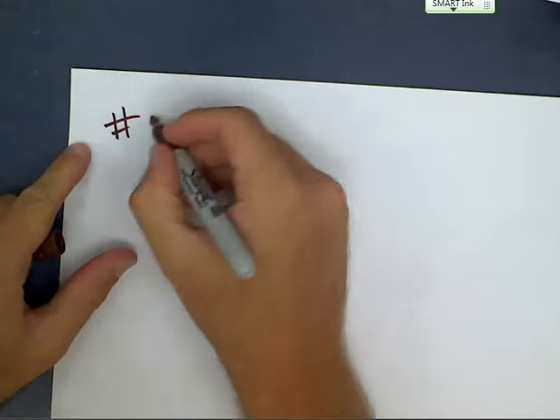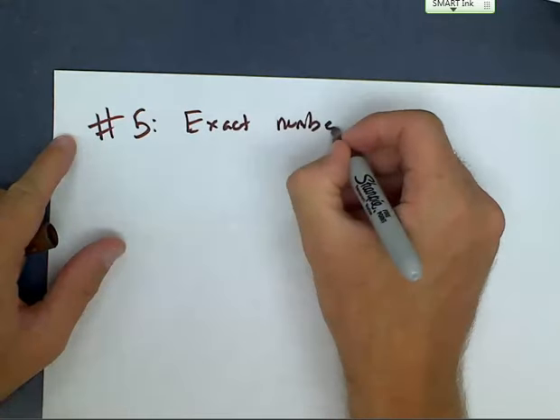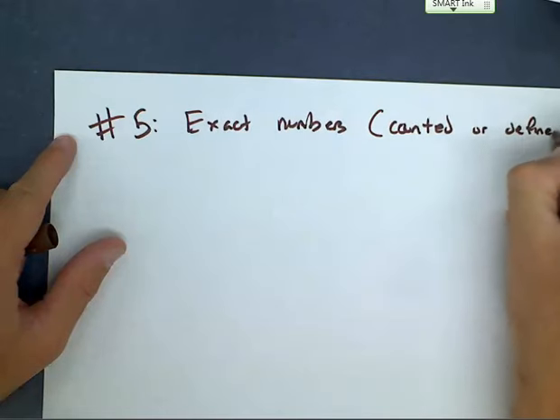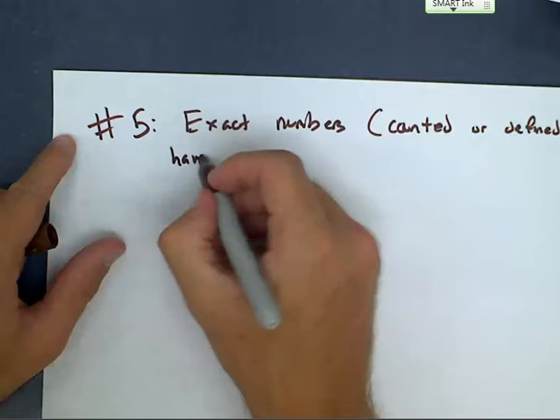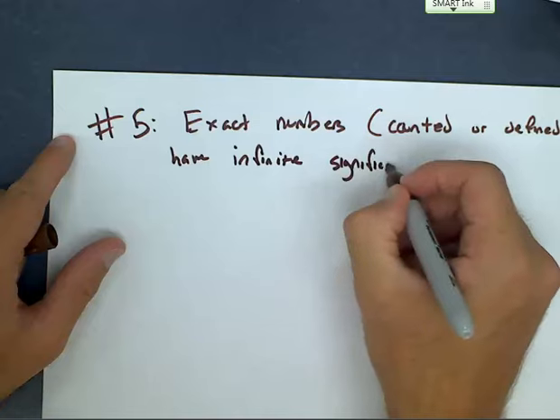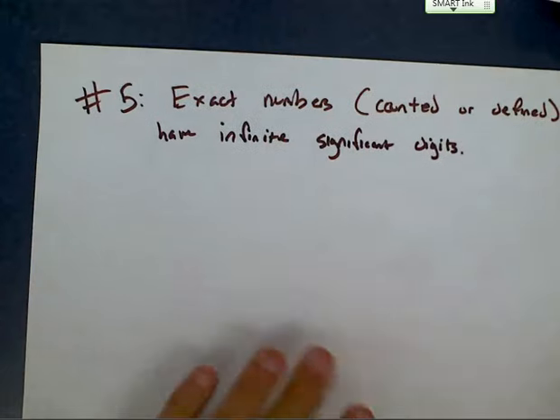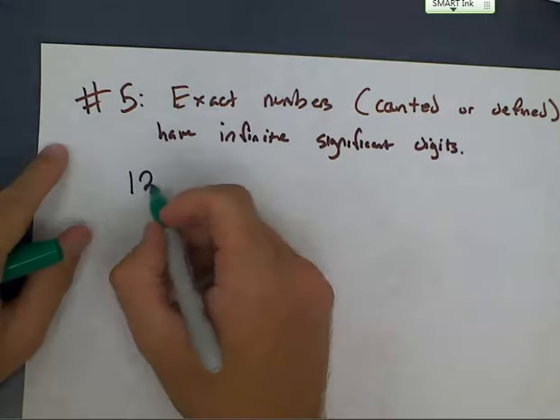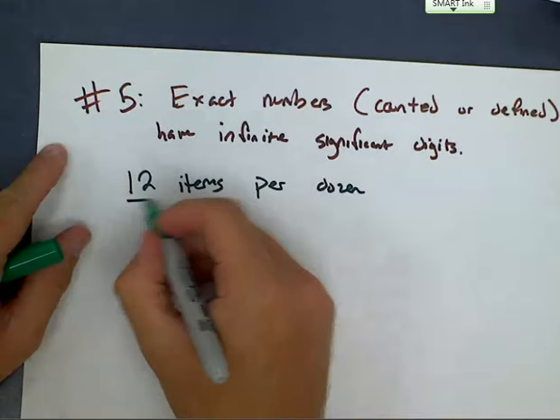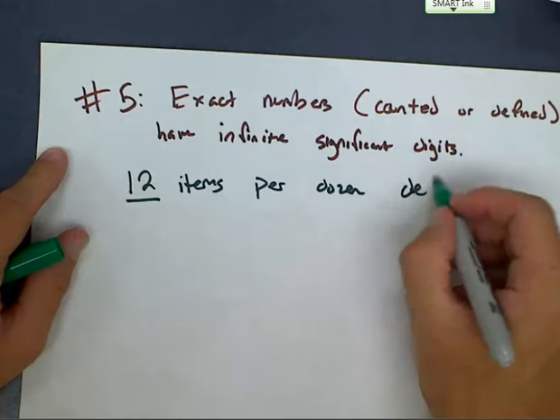Okay? Our last rule is number 5. Exact numbers, those that are counted or defined, have infinite significant figures. Or we'll say infinite significant digits. So, for example, 12 items per dozen. 12. All right, that's an infinite number of significant figures because this is a definition.